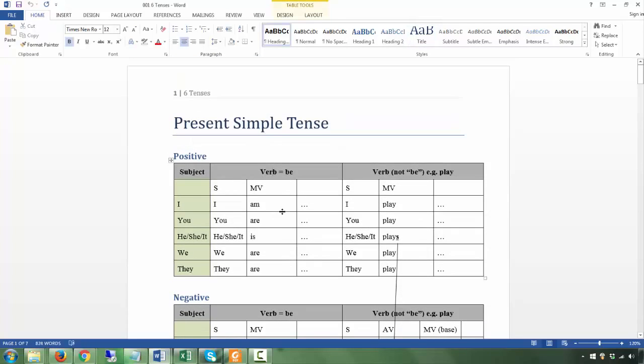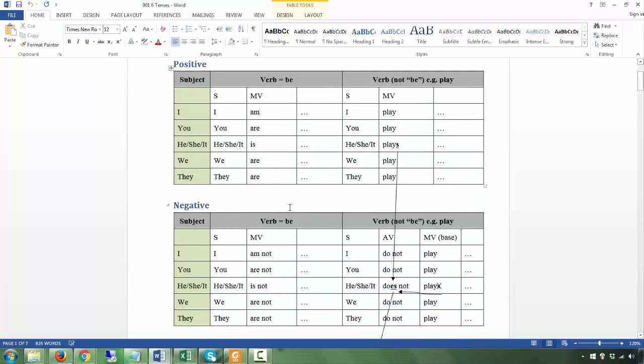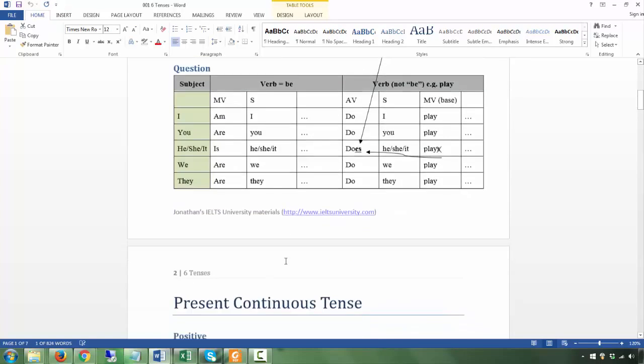It's very simple. Here is be verb in the positive. When you have I, you put am. You are, he is, we are, they are. Very simple. Then when you have a negative, you put the not behind. Very similar to present continuous, isn't it?